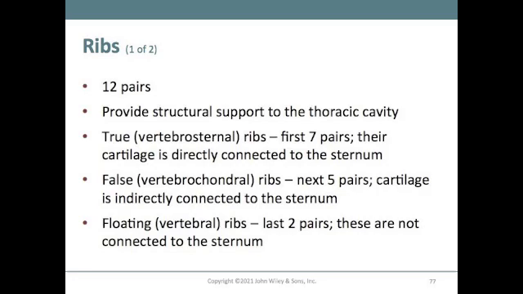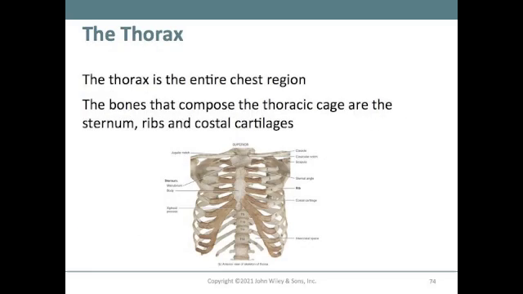The first 7 pairs, their cartilage is directly connected to the sternum. Those are called true ribs. On the next 5 pairs, the cartilage is indirectly connected to the sternum, and those are what we call the false ribs. And then the floating ribs are the last 2 pairs, and they are not connected to the sternum. Page 235, figure 7.22 actually shows it, see 11 and 12. So these are the 2 pairs of ribs that are not connected to the sternum. I just think that this figure shows it better, and in your book, it's much bigger than this. If you're looking at your book right now, you should be able to see it. But those are your floating ribs there.